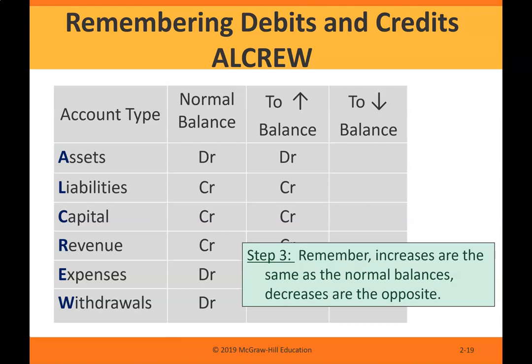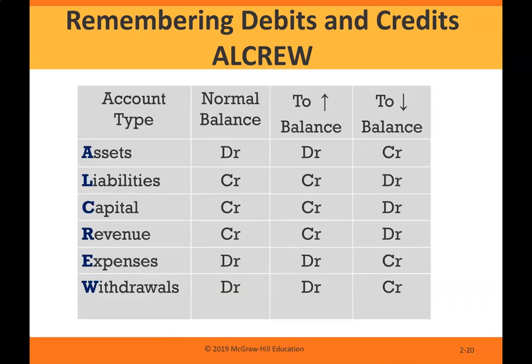Step 3, remember increases are the same as the normal balances. Decreases are the opposite. So when we fill this in, we have the normal balances. So to increase a normal balance, it's the same as the normal balance. So debits for assets, to increase it is debit, and to decrease it is the opposite. Liabilities, normal balance is a credit. So to increase it, it's a credit. To decrease it, it's a debit.